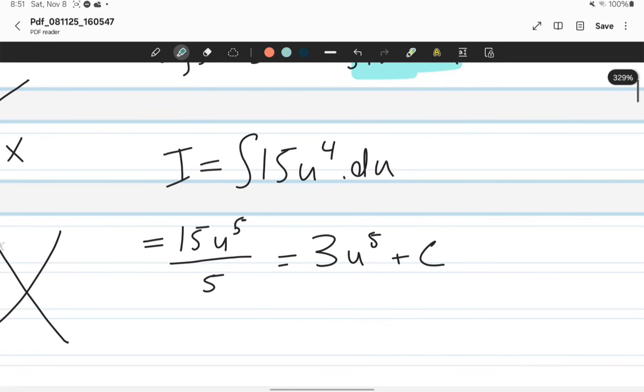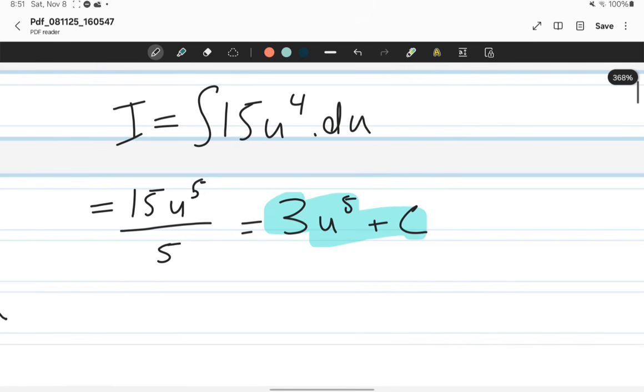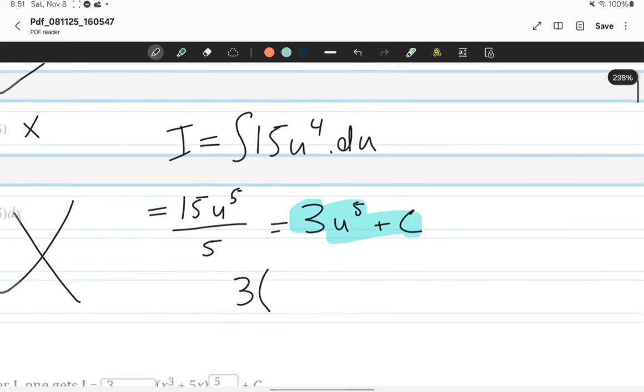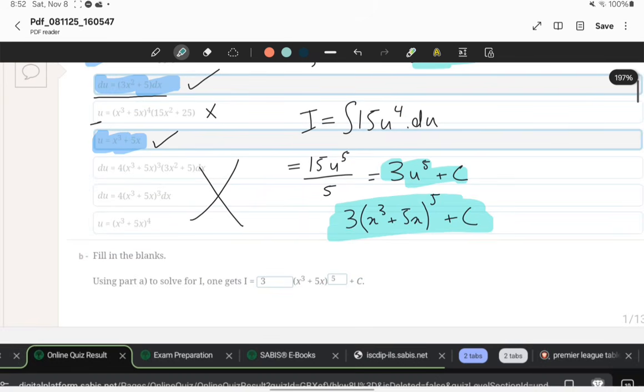This is the integrated form. So 3u to the power of 5 plus c. And now since we finished our integration, we could go ahead and substitute our u back in. So that means we're going to replace it with the value we had for it before, which is x cubed plus 5x, this all to the power of 5, and keep the plus c as it is. So this is our final integrated form. We just give them the answer, we fill in the parts that they want.